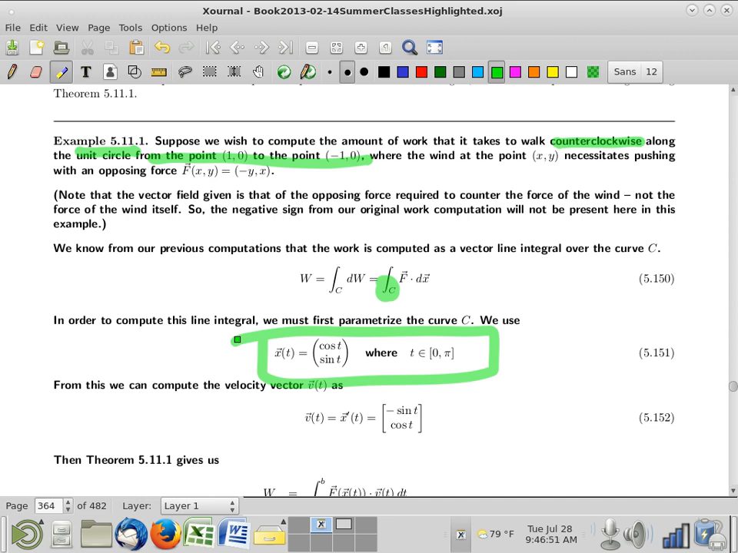We've arranged for this to be an easy parameterization so we can focus on the vector line integral part of the problem. But make sure you're good at parameterizing curves, again, back in chapter 2.